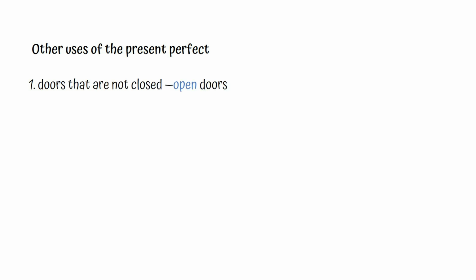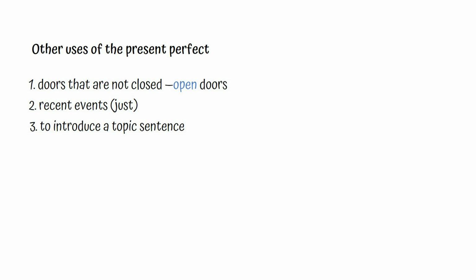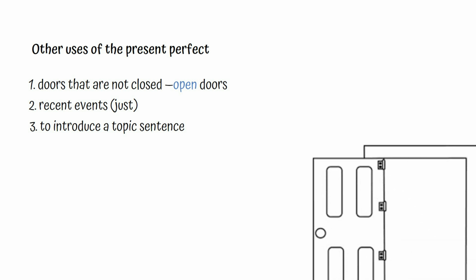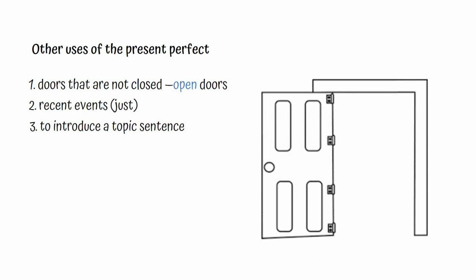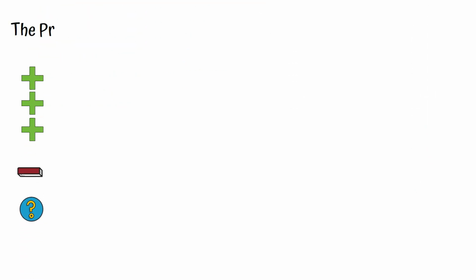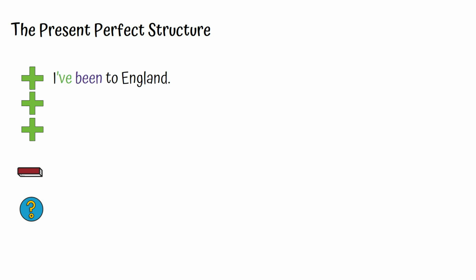At the moment, we have learned that we can use the present perfect to talk about doors that are not closed, open doors. At a B1 level, there are also other uses of the present perfect, like for recent events and to introduce a topic. However, at the moment, I just want you to think about open doors. Now, let's take a look at the structure of the present perfect. These are all examples from the video.